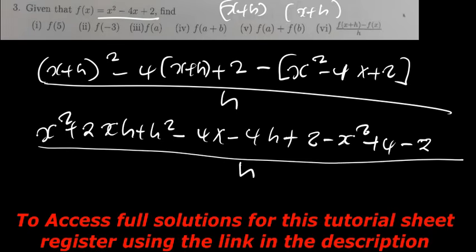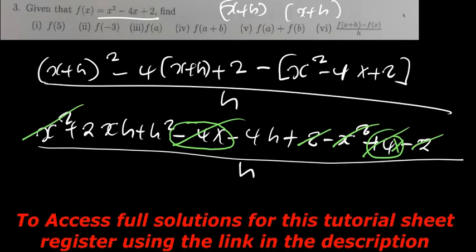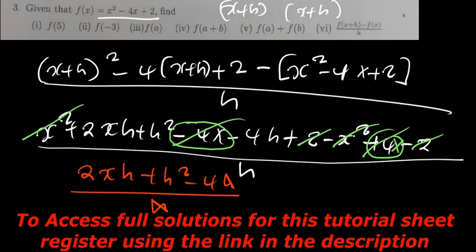I want you to understand one thing. This 4x and this 4x can cancel. It's 0. This 2 and this 2 can cancel. It's also 0. Then x squared and x squared can also go. What else do we have? The things that we have remained with on top are 2xh plus h squared, then minus 4h, divided by h. These are the things I've remained with.